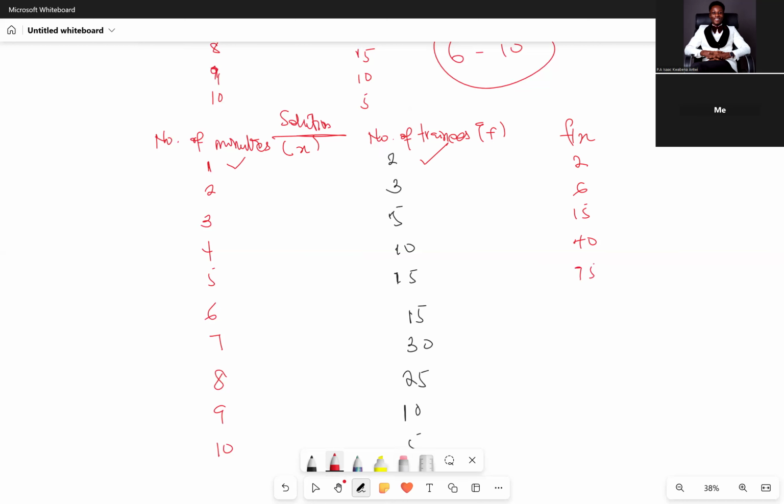15 times 5 is 75. You made a mistake, 15 times 6 is 90. Then the number of minutes, it's 15. You've repeated the 15 twice. The next one is 13. Something is wrong somewhere. It's 3 times 2, 3 times 5, 10, 15, then 30.